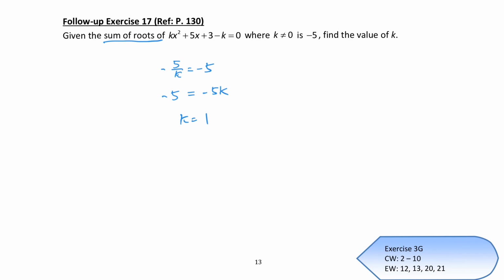Let's check the answer. The sum of roots is equal to negative 5. So I know negative b over a is equal to negative 5. So negative 5 over k is equal to negative 5. Multiply k on both sides and then divide by negative 5. k is equal to 1. This is the end of the introduction of the relationship between the coefficients and the roots. We have more discussion in our lesson.